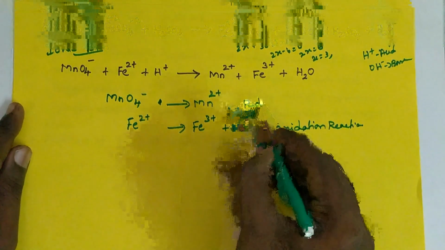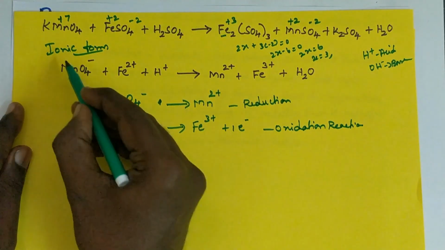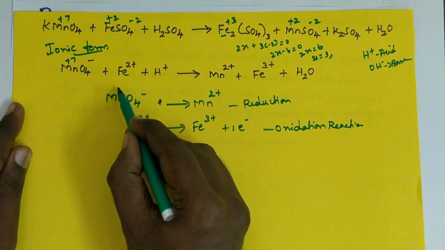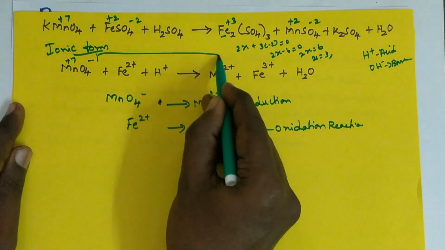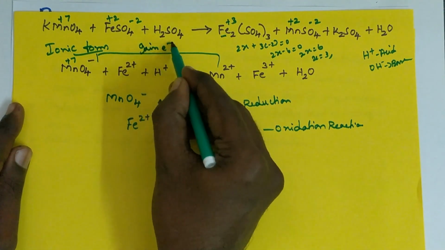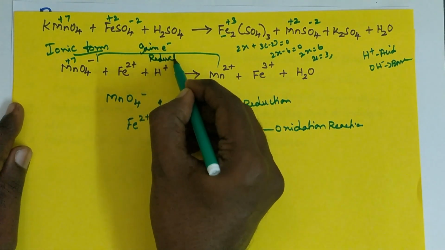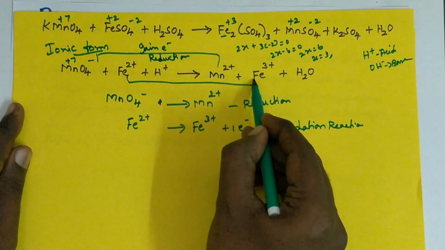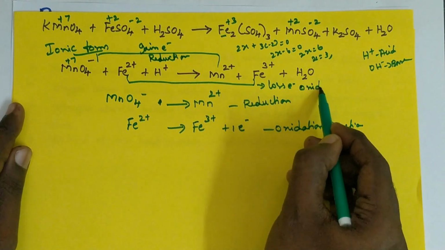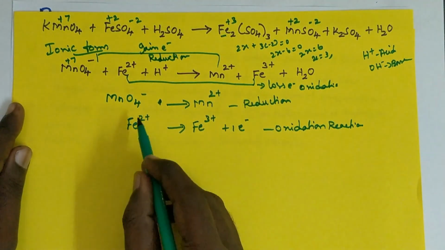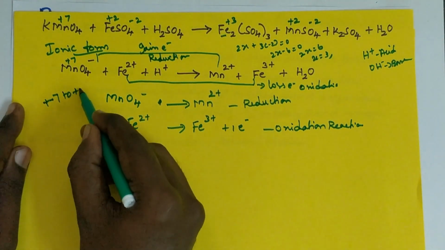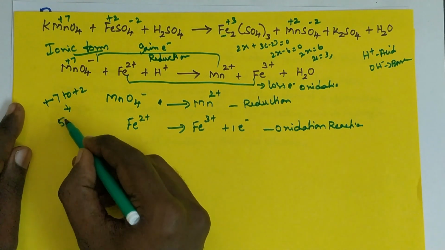It is a reduction. Reduction means gain of electron. So Mn is in the +7 oxidation state, and it goes to the +2 oxidation state. So +7 to +2 means it gains electrons. Gain of electron means reduction. Fe2+ to Fe3+ means it loses an electron, so loss of electron is oxidation. So in this equation, manganese goes from +7 to +2, which means it gains 5 electrons.